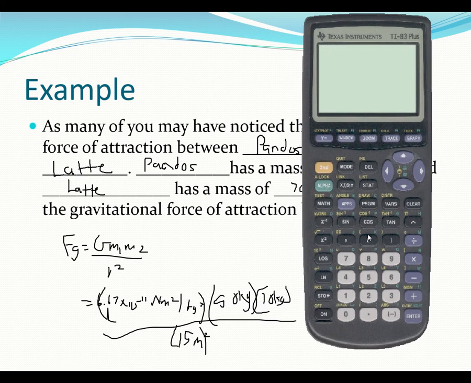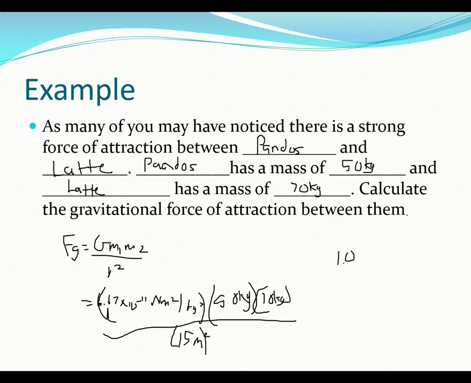So on top, I just have to go alpha g for that 6.67 times 50 times 70, and then divide it by 15 meters squared. So I wonder if we're going to have a strong force of attraction. Oh, that's a very weak force of attraction. 1.0 times 10 to the negative 9 newtons is our force of attraction between each other right now.